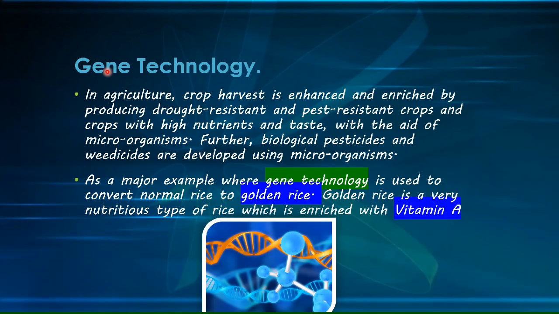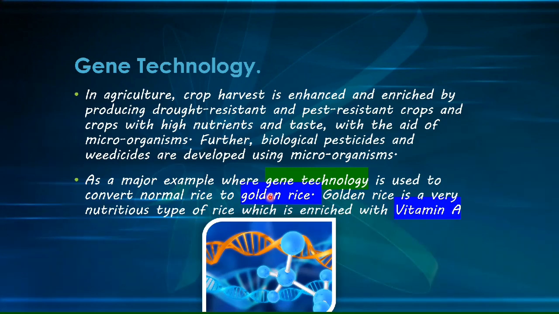When talking about the agricultural field where microorganisms are used, the first factor is gene technology. In agriculture, crop harvest is enhanced and enriched by producing drought-resistant and pest-resistant crops with high nutrients and taste, with the aid of microorganisms. Further, biological pesticides and weedicides are developed using microorganisms. As a major example, gene technology is used to convert normal rice into golden rice.